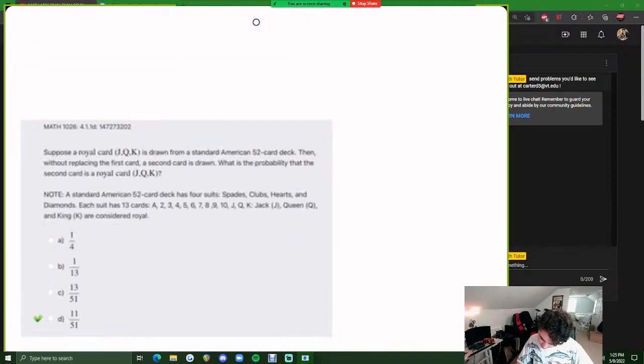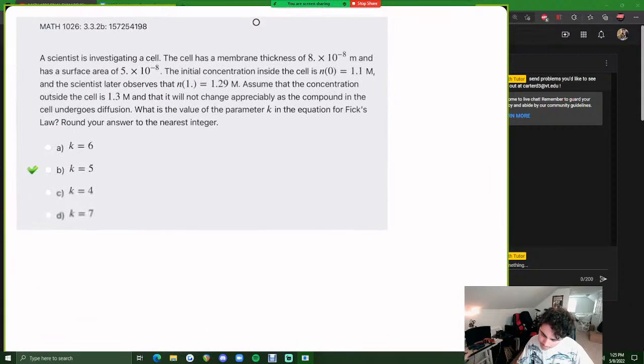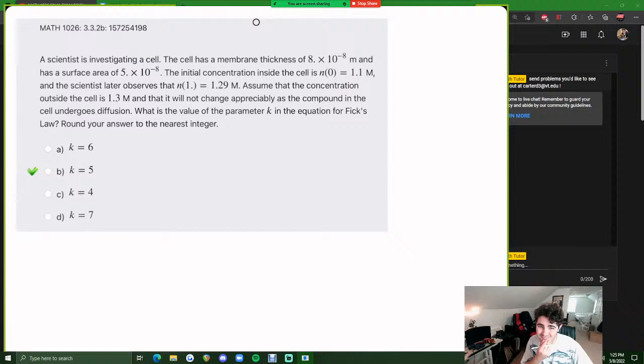So what do we have? We have a few more, and then we're doing probability. All right, perfect. So this is a great problem. Again, this is the Fick's law problem. Okay, let's jump into it.